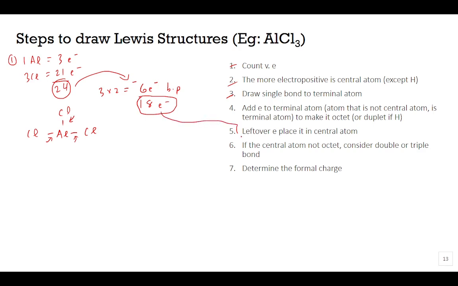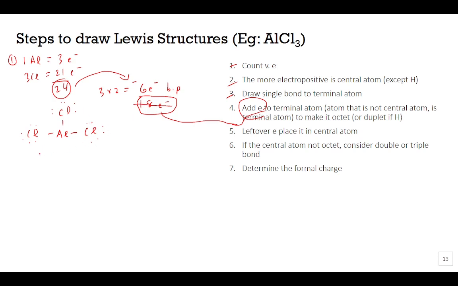This is what is available for you to put at the terminal atoms. For terminal atoms, other than hydrogen, you are going to octet them. You already have 2 electrons as the bonding pair, so you need to put 6 more: 1, 2, 3, 4, 5, 6, plus the bonding pair makes 8. So this one becomes octet. 3 times 6 is 18, so you have used all of the 18 electrons on the terminal atoms.